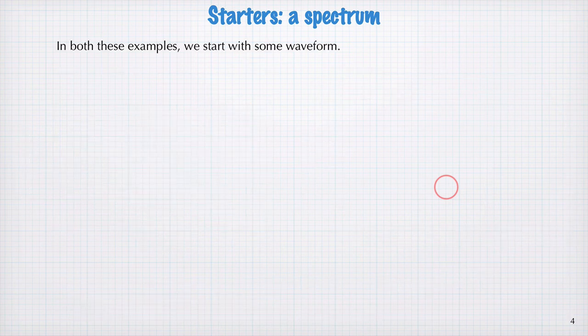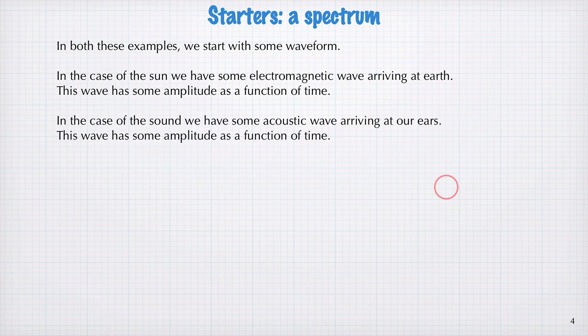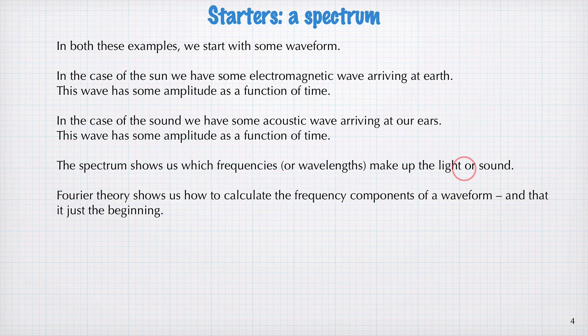Okay, so here's a summary. In both these examples, we start with some waveform as a function of time, or it could be a function of space. In the case of the sun, we have some electromagnetic wave arriving at Earth, and it has some amplitude as a function of time. Same with the acoustic wave, it arrives at our ears, and this wave has some amplitude as a function of time. But we can think about this waveform as being made up of a whole bunch of different frequencies, and then ask how much of each frequency we have. And the spectrum shows us which frequencies, or wavelengths, make up the light or the sound. And so this is a Fourier way of thinking about things. Instead of thinking about what the waveform in time looks like, I can say, well, what does it look like in frequency? So this is the Fourier way of thinking about things.